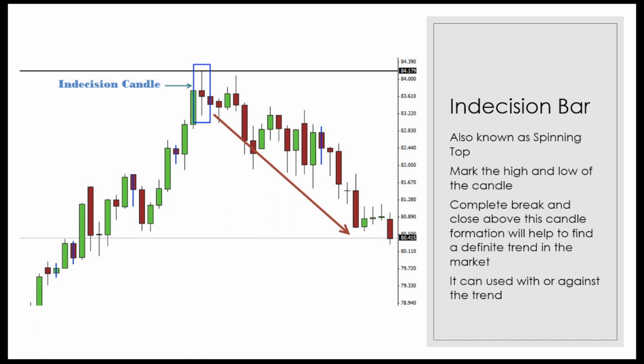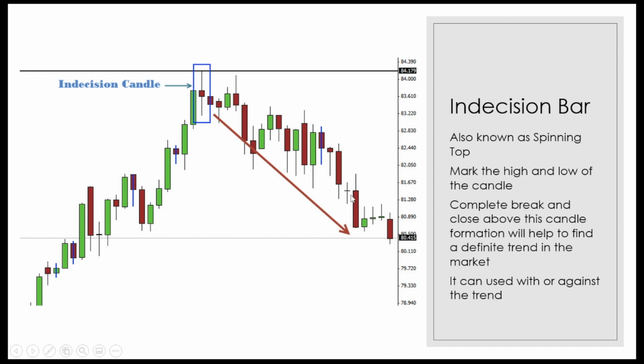To trade this indecision candle, we should mark the high and the low of the candle, and upon a break of this high or low, we will trade the currency pair or commodity, whatever you are trading. But we need to understand that a complete break and close above or below this candle will help you find a definite trend in the market. It can be used with or against the market, no problem.